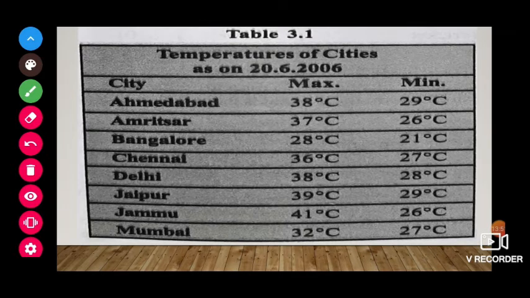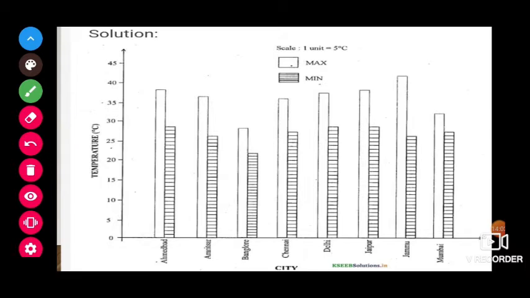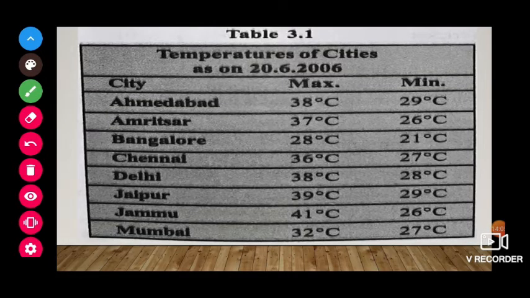So take here. These are the temperatures of the cities. City Ahmedabad, maximum is 38, minimum is 29. In the same way, here we are having 1, 2, 3, 4, 5, 6, 7, 8 cities and 8 maximum temperatures and 8 minimum temperatures. Now here, children, we are going to plot the double bar graph. For maximum 1 bar, minimum 1 bar, for each and every city 2 bars.